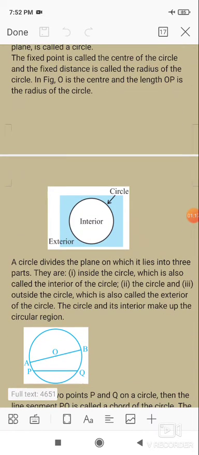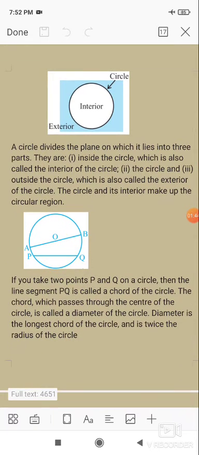Now the next point. A circle divides the plane on which it lies into three parts. First, inside the circle, which is also called the interior of the circle. Second, the circle. And the third one, outside of the circle, which is also called the exterior of the circle. The circle and its interior make up the circular region.